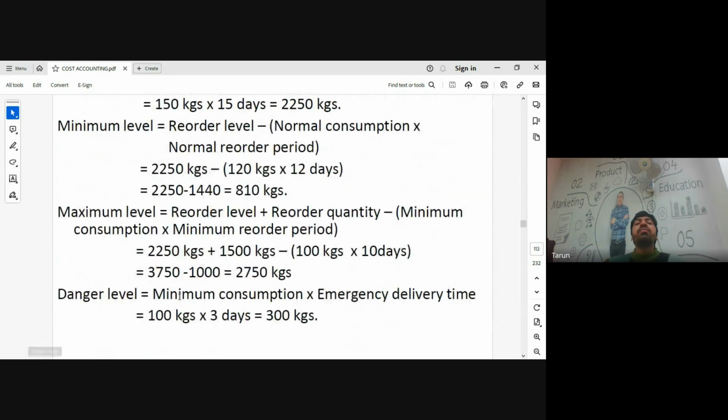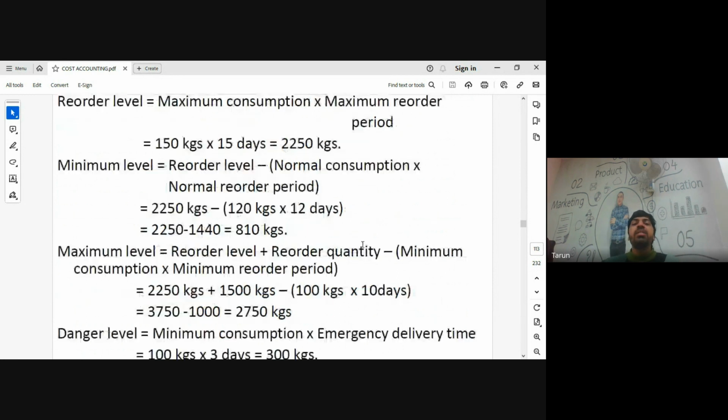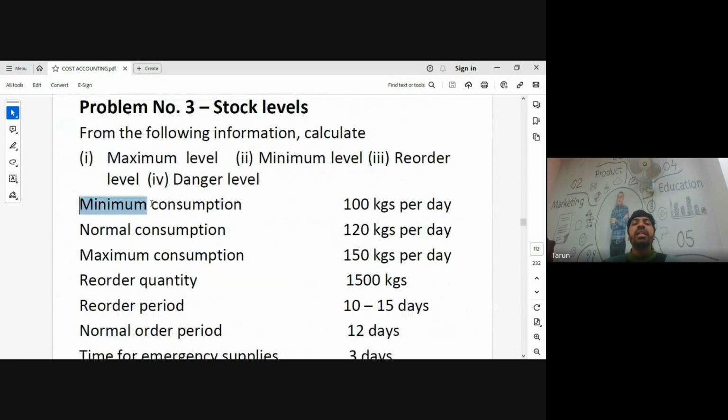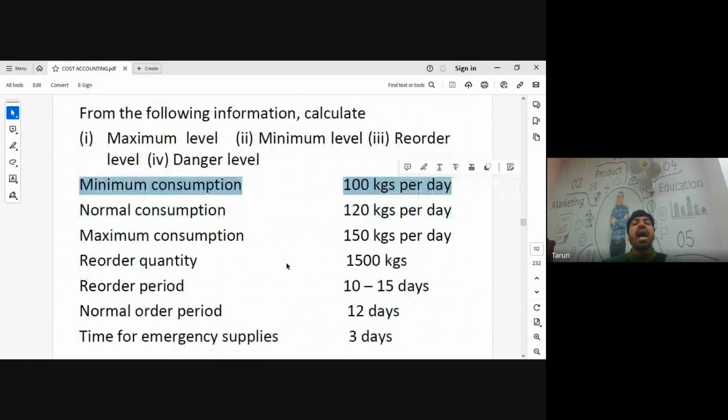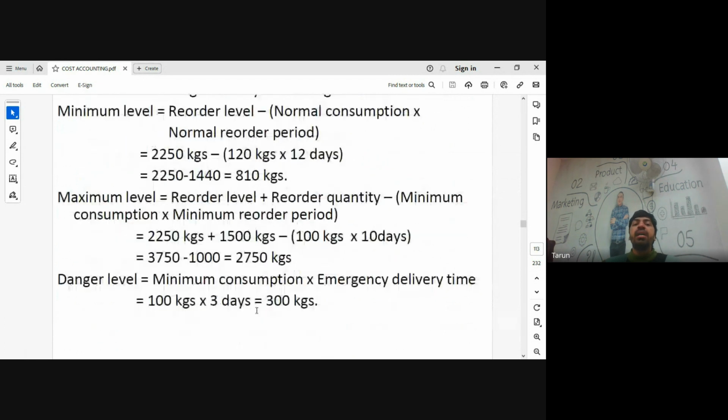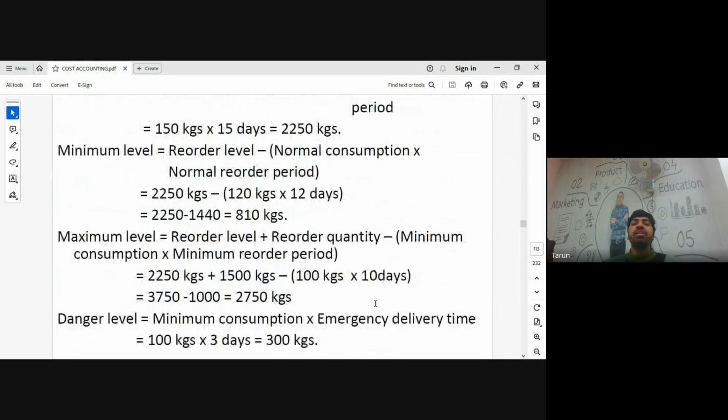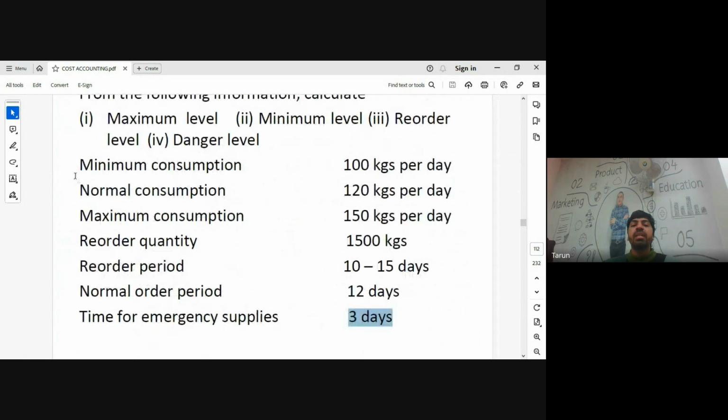Danger level, what is the formula? Minimum consumption and the emergency delivery period. So the minimum consumption is already given as 100, and the time of the emergency supply is given in the question, that is 3 days. So 100 into 3, you will get 300 kgs. The rest remains the same, based on the formula only. So all the information is already given to you.